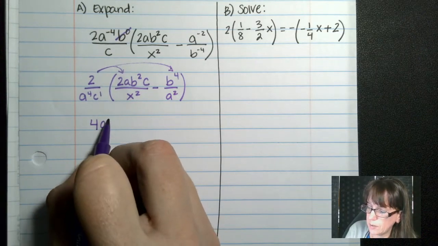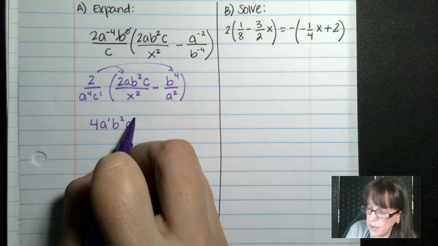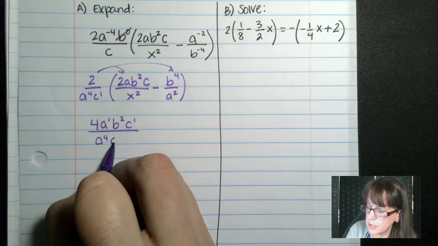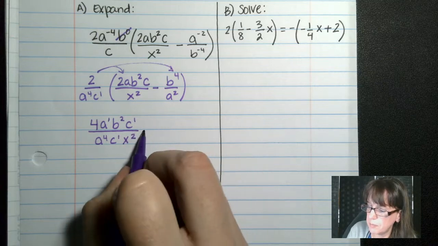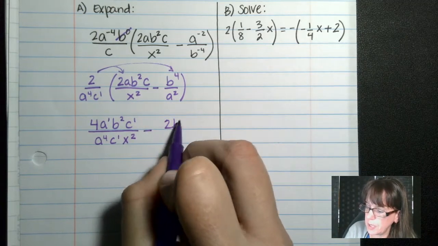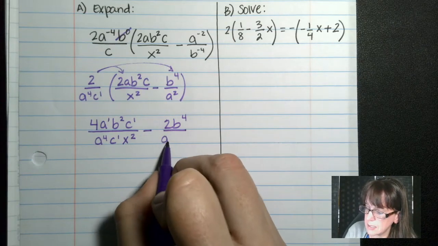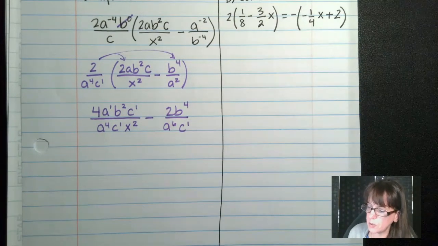So I get 4a^1 b^2 c^1. If you need to put that in there, that's totally fine. And then I have a^4 c^1 x^2 minus 2b^4 over a^4 5 6 c^1. All right, so can I do some cleanup?